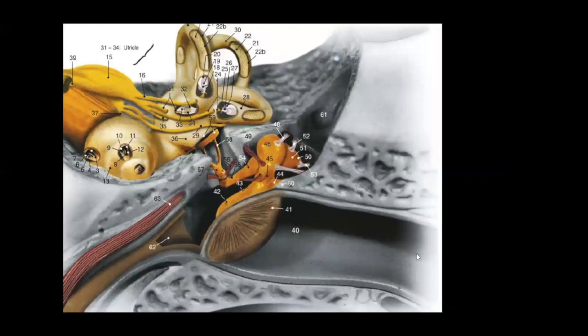Another view here is the external canal, the tympanic membrane, the three ossicles: malleus, incus, and stapes. Oval window, these are the semicircular canals, and this is the cochlea here. So the superior and inferior vestibular nerves go to the vestibular apparatus, the cochlear nerve goes to the cochlea here, and here is the eustachian tube.